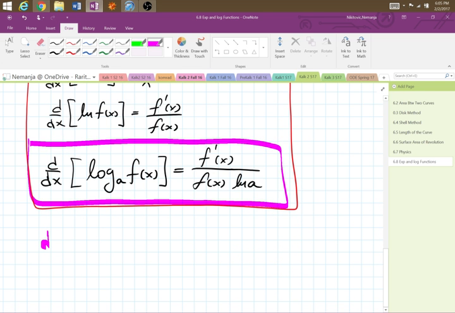So what is the derivative of log base 9 of sine x? Have fun.